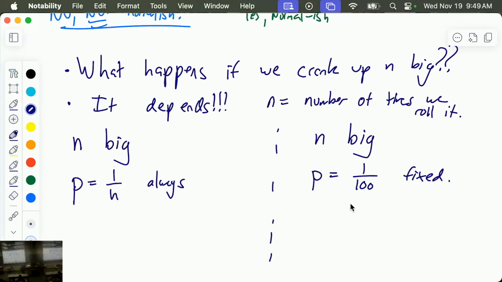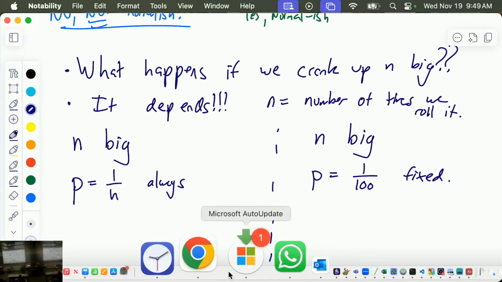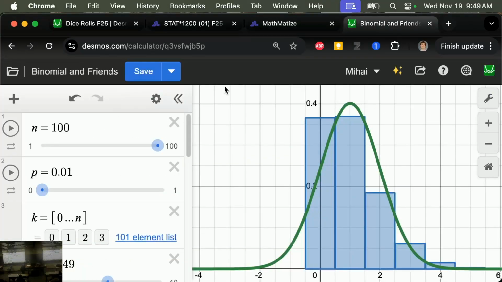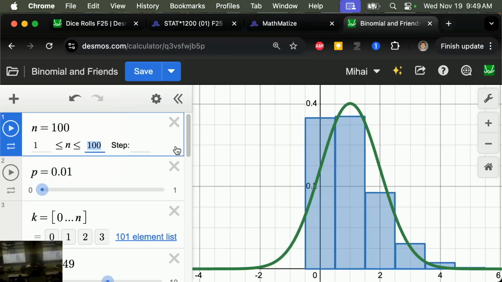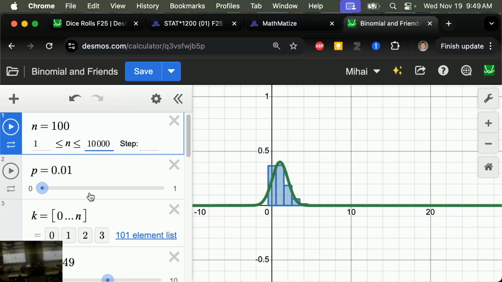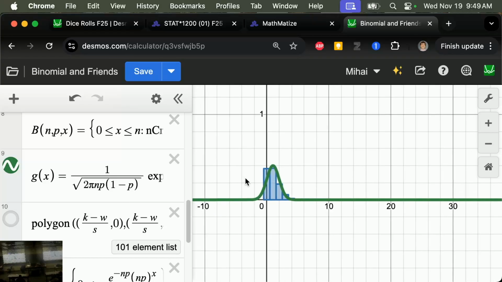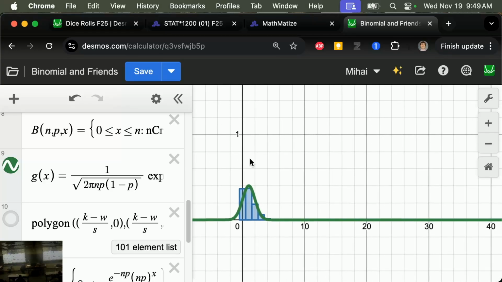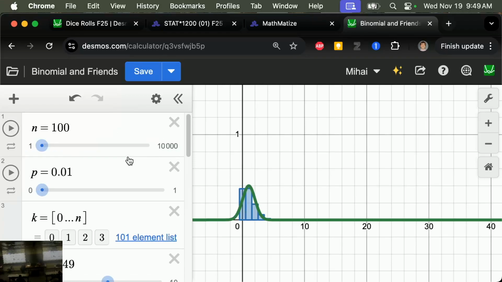So what if p equals 1 over 100 and n is fixed? That's easy to answer because I could just make the slider go all the way up to 1,000 here or 10,000 and make it really, really big. Let's turn off this. I guess we leave the Gaussian. So here we are. This is the 100-sided dice rolled 100 times. But what happens if we leave p equals 1%, but crank it up all the way up to 10,000? We're going to roll this dice more and more and more. Let's see what happens.